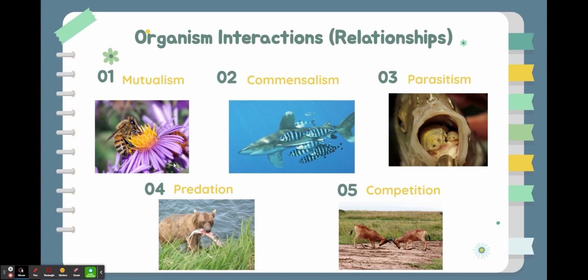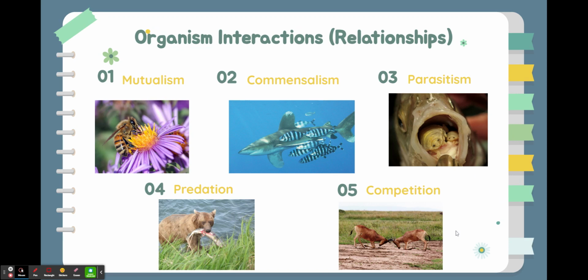Coming down here, we have number 4, predation. Predation is an ecological relationship in which one organism, known as the predator, will hunt, kill, and consume another organism known as the prey. This relationship plays an important role in regulating populations and maintaining balance in ecosystems. And our example is going to be the grizzly bear and salmon. So grizzly bears will display predation by hunting and consuming salmon.